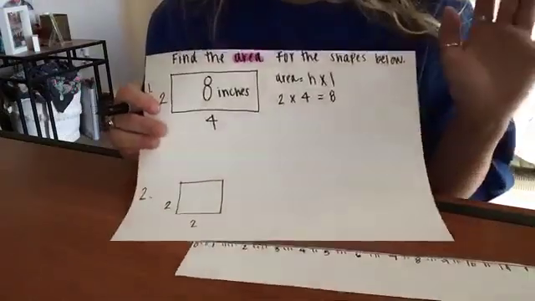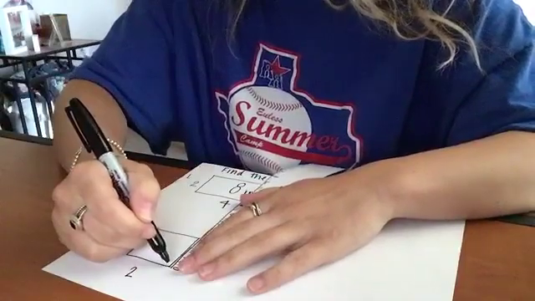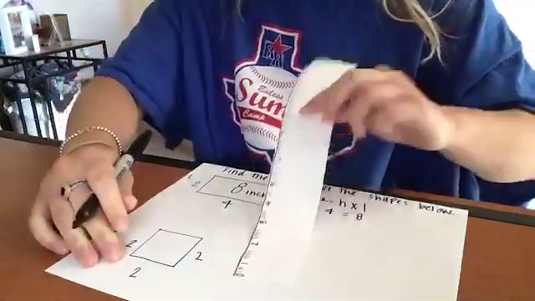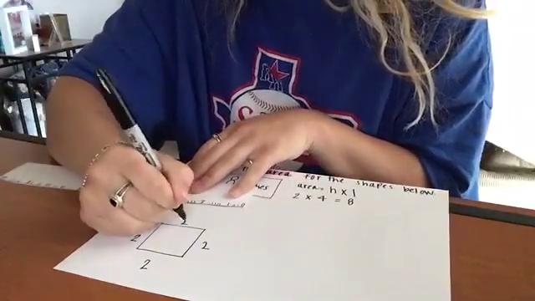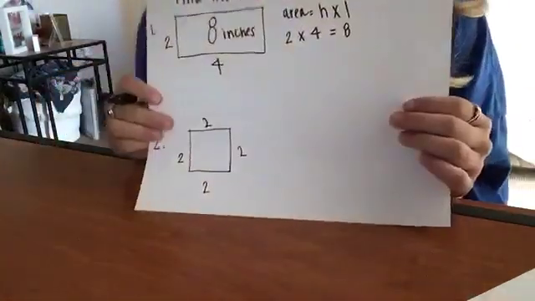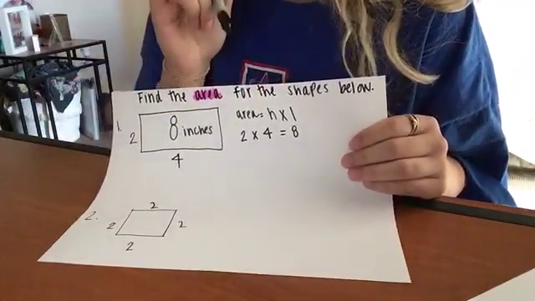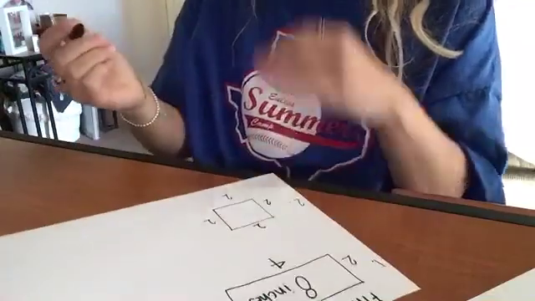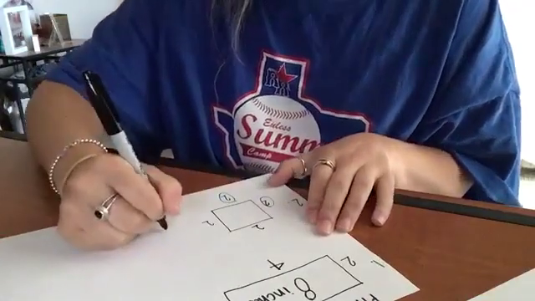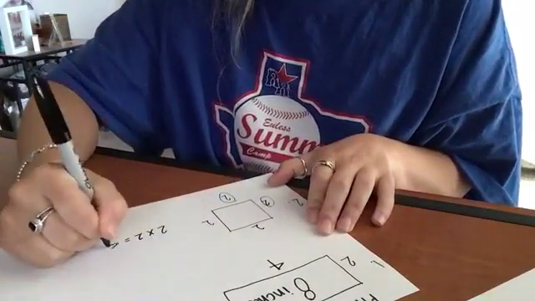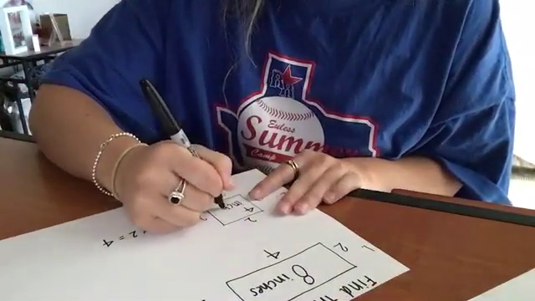So just to make sure, I'm going to measure all the sides. Again, endpoint at 0, go to 2. Same for this one. Endpoint at 0, 2, 2. So all of my sides are 2 inches, so I know I'm dealing with a square. But that makes no difference. I'm still going to use my area formula, which is height times length. So I'm going to take my height right here times my length. 2 times 2 equals 4. So I know that this square is 4 inches.